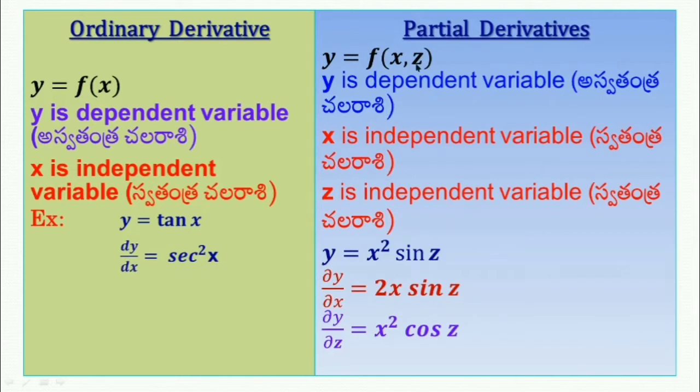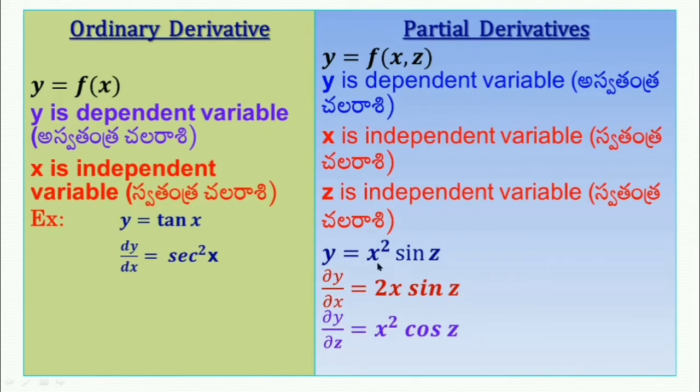Similarly, if y is a several variable function, or two variable function, three variable function, like that. So if y is equal to f of x comma z, y is a dependent variable, and x and z are the independent variables. In this case we get partial derivatives. One is dou y by dou x, another one is dou y by dou z.